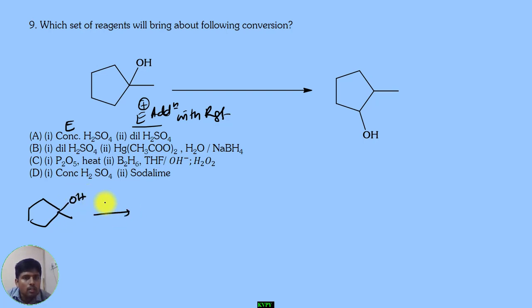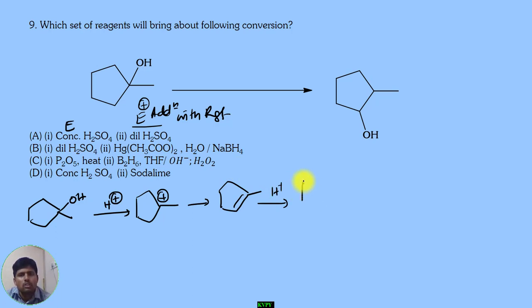OH, H plus. So basically it will form a carbocation like this, and this will undergo elimination to form this one. This on acid hydrolysis will form the most stable carbocation, again the same carbocation, and it will form OH here. So this is not the method.